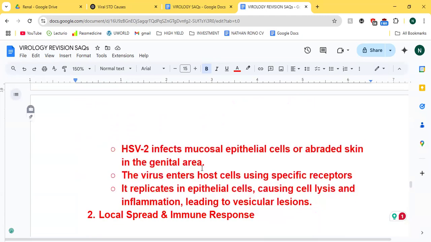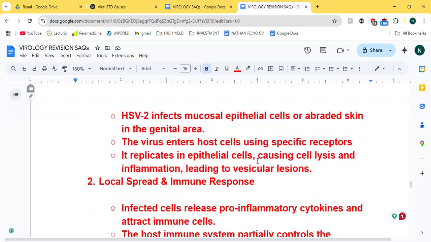So in this case, it is sexually transmitted, so it will infect the mucosal epithelial cells or abraded skin in the genital area. That's why people with genital herpes, it's called herpes genitalis, will tell you they have sores down there, okay? And then the virus enters host cells using specific receptors. It replicates in the epithelial cells, causing cell lysis and inflammation.